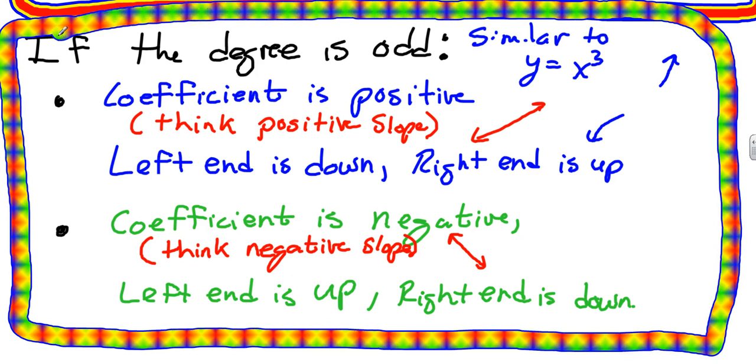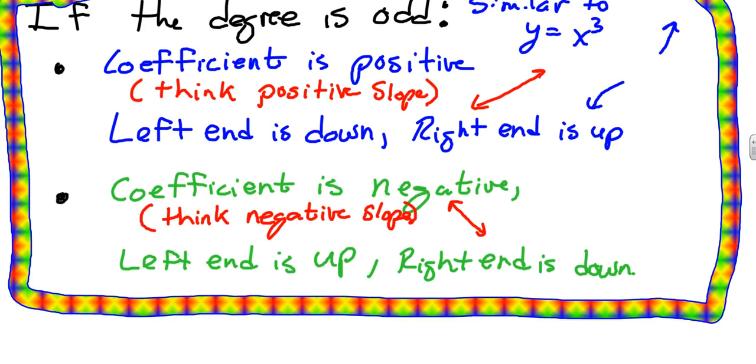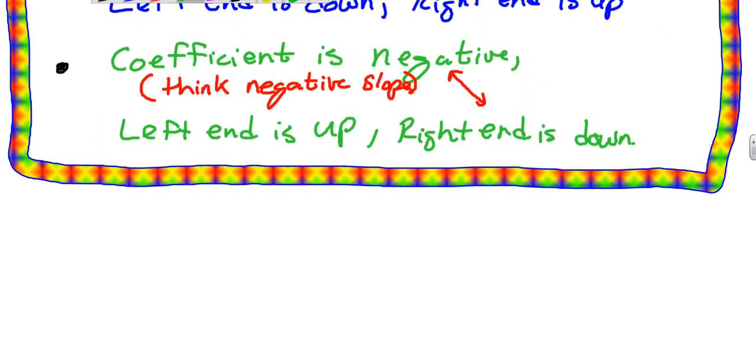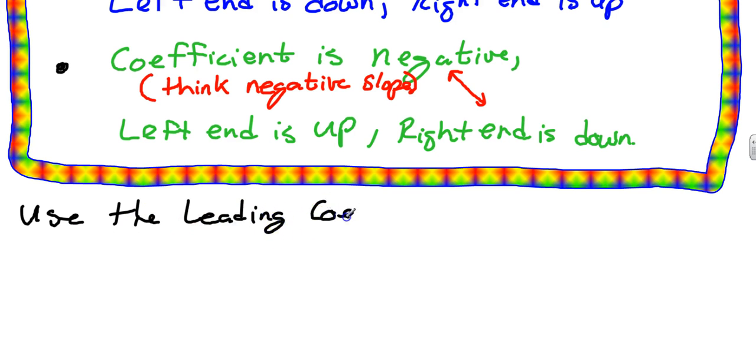Okay, so there's your two different cases. If your highest power term is even, you've got one set of rules. If the highest power term is odd, you've got a different set of rules. And what they're going to ask you to do in the first few questions is not even worry about anything else. They're just going to say, here's an equation, use the leading coefficient test to determine the end behavior.